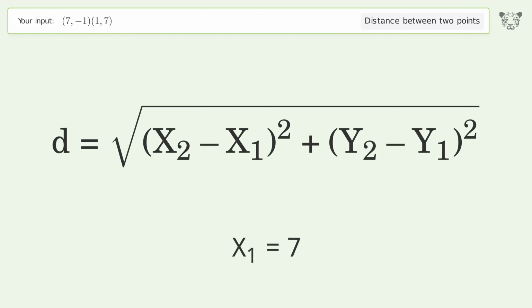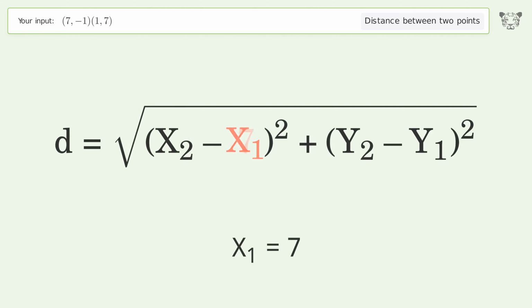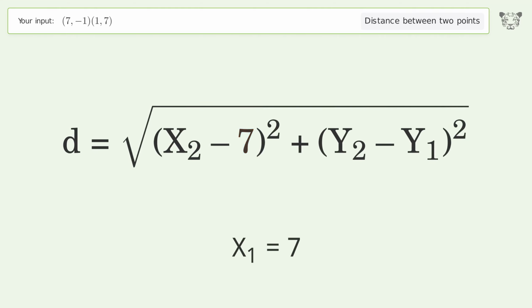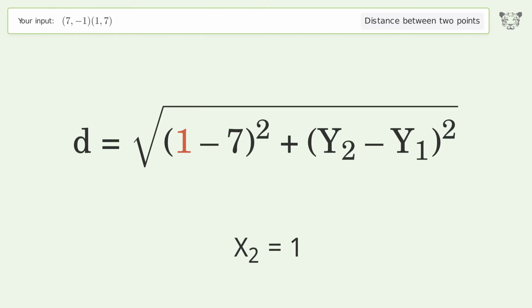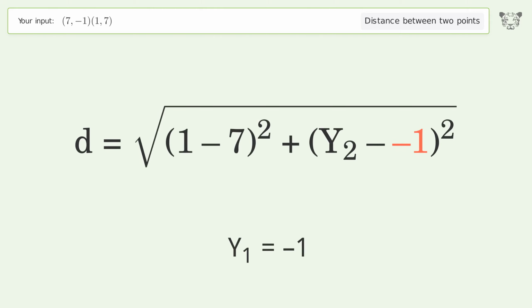x1 equals 7. x2 equals 1. y1 equals -1. y2 equals 7.